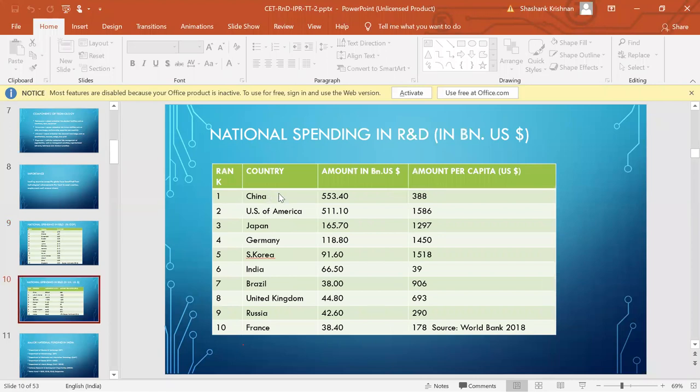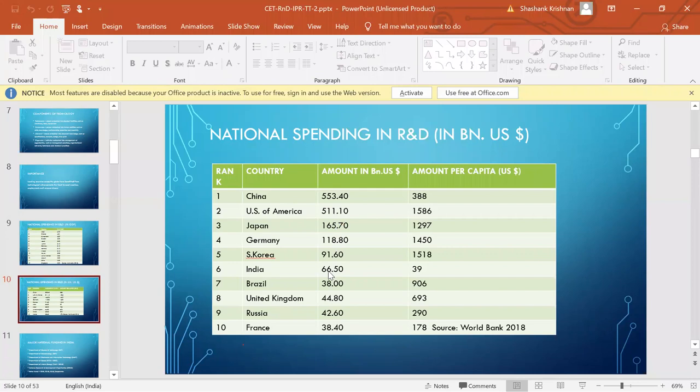Look at this. China's absolute amount is $553 billion. And that's because even though it is spending only 2.2, its GDP is so large that its contribution is the highest. USA is next with 511. Japan is 165. Germany is $118 billion. South Korea is 91. And India is sixth position.